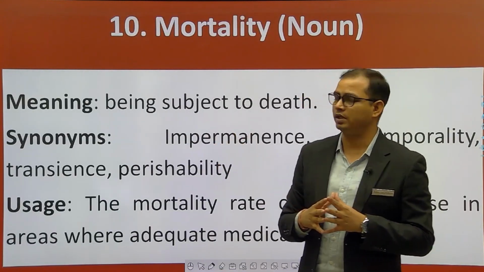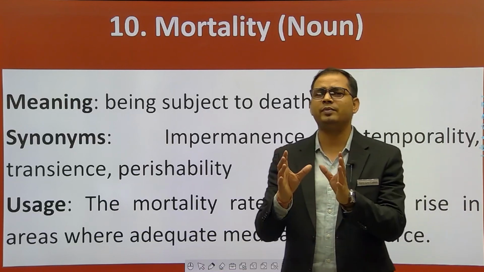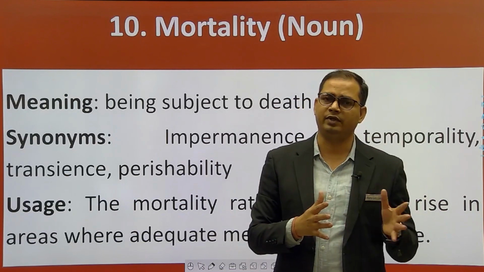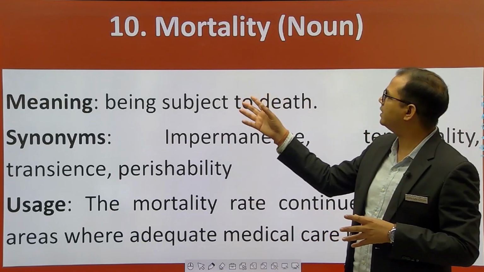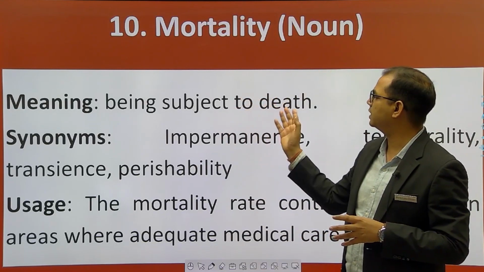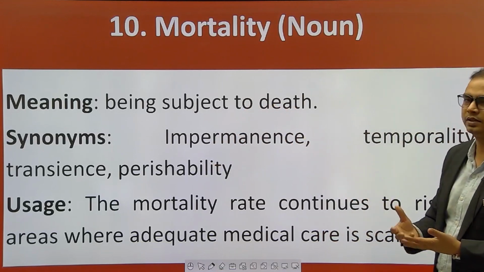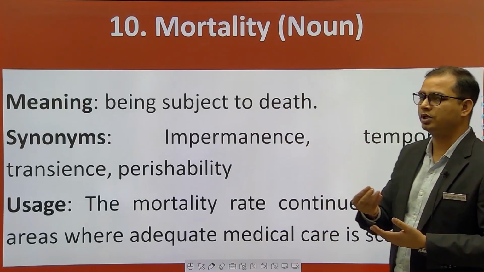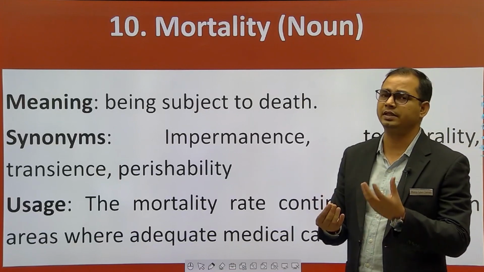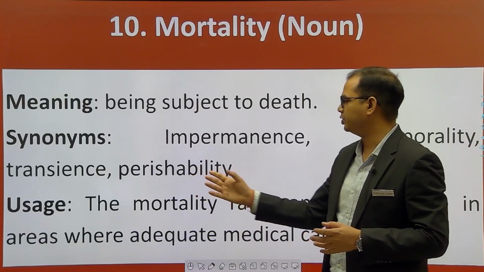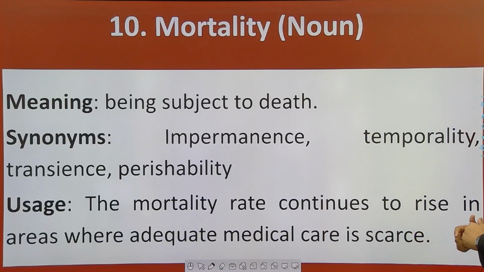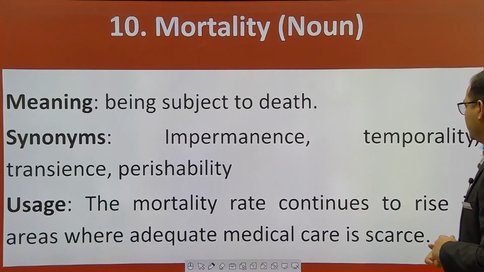The next word in the list is mortality. So mortal means something that is subject to death, and immortal means never dying. Okay. So mortality is the noun form, being subject to death. Impermanence, समझ सकते हो कोई चीज जो परमानेंट नहीं है. Temporarily, right? Transience जो क्षणभंगुर होते हैं, क्षण में खत्म हो जाते हैं, जैसे कि ओस की बूंद है ना. Perishability जो perish हो सके. The mortality rate continues to rise in areas where adequate medical care is scarce.